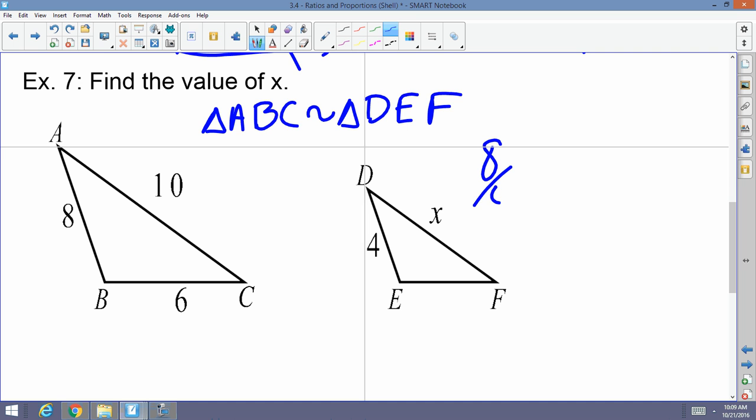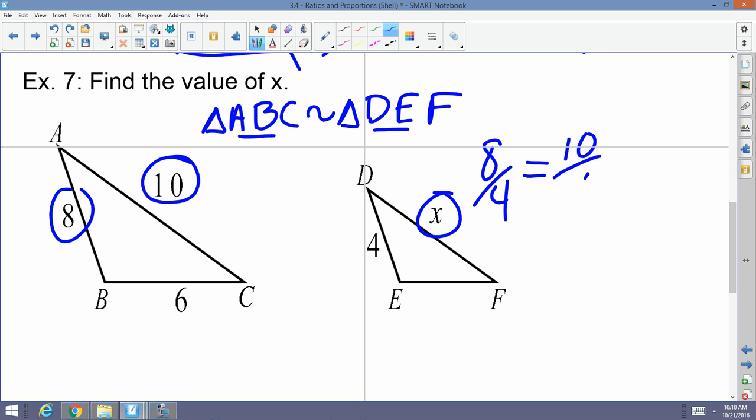8 to 4, okay? So we've got AB to DE. What does that have to equal? No, that has to equal AC to DF. It has to equal AC to DF. Remember, guys, the ratios of the sides are proportional, okay?